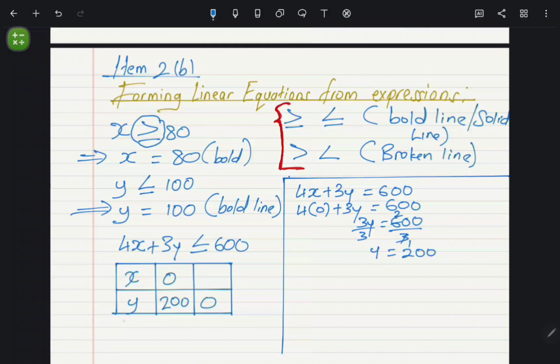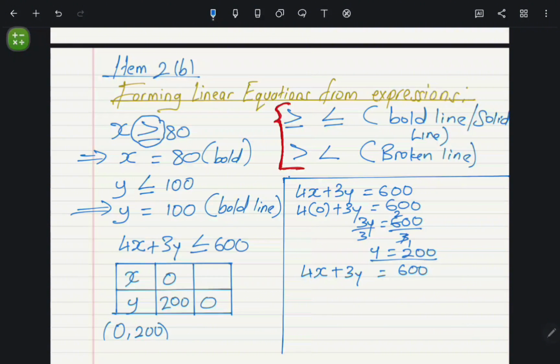So our first coordinate here will be 0, 100. Then we proceed to find out what is the value of x when y is 0. So when y is 0, what is the value of x? That's what we are going to find out here. So our expression remains 4x plus 3y is equal to 600, right?